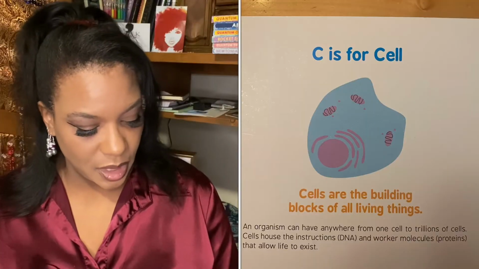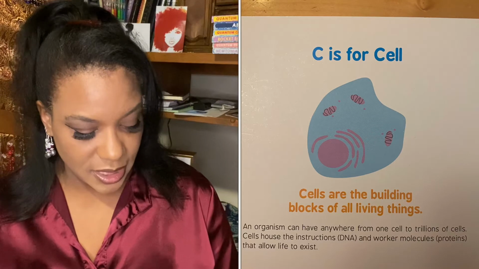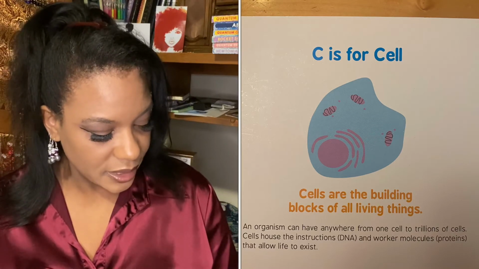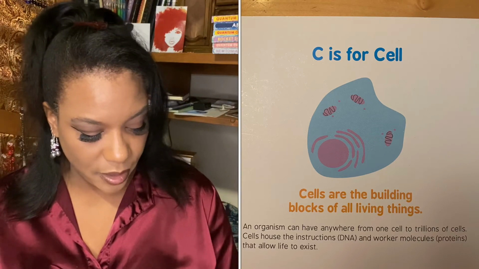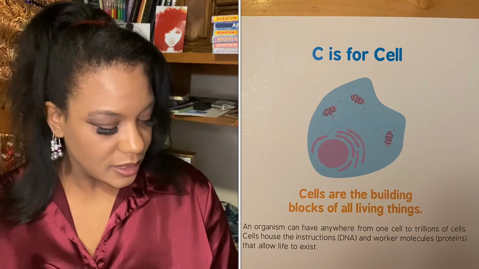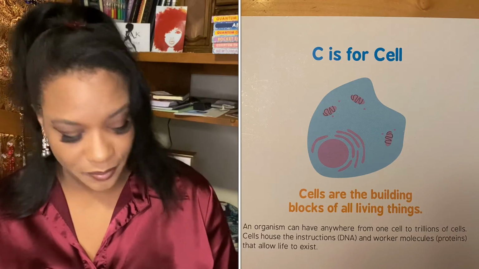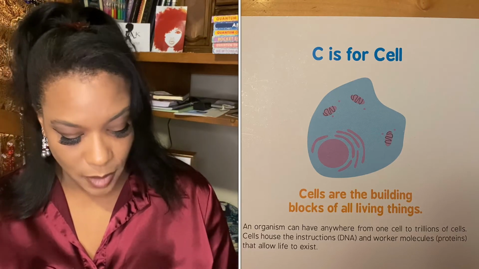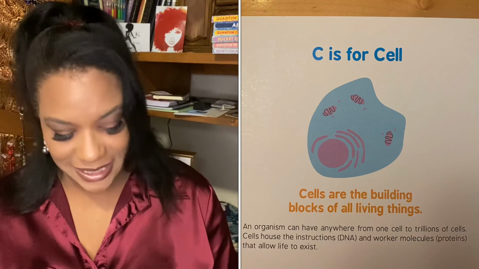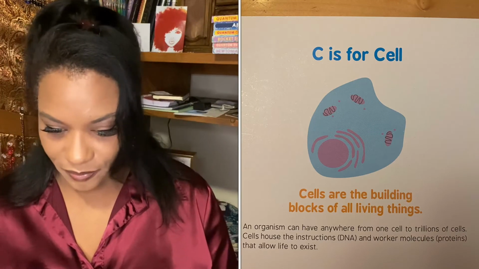C is for cell. Cells are the building blocks of living things. An organism can have anywhere from one cell to trillions of cells. Cells house the instructions, DNA, and worker molecules, proteins, that allow life to exist.